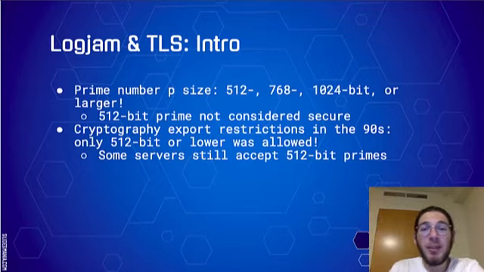The problem arises from policies of the United States through the 90s, where there were heavy restrictions on cryptography exports, and as a result, prime numbers larger than 512 bits were not allowed. So to this day, for purposes of backward compatibility, some servers still accept 512-bit primes for Diffie-Hellman key exchange.